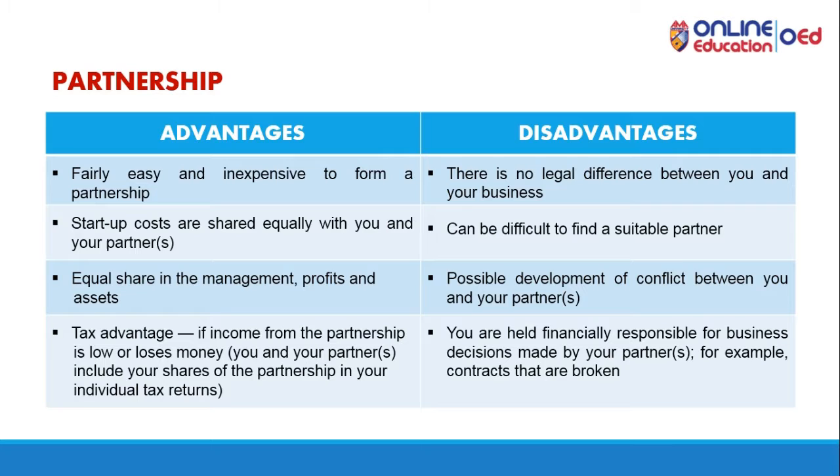All right. It can be difficult to find a suitable partner. So if you are going to find someone, make sure that he or she is knowledgeable to manage a business. But nowadays it's really kind of difficult. All right, there is also possible development of conflict between you and your partner. Let's say, for example, there is an unequal sharing of profits and assets. So there's a big possibility that you and your partner might have a conflict or some issues regarding managing the business. It's really common nowadays.